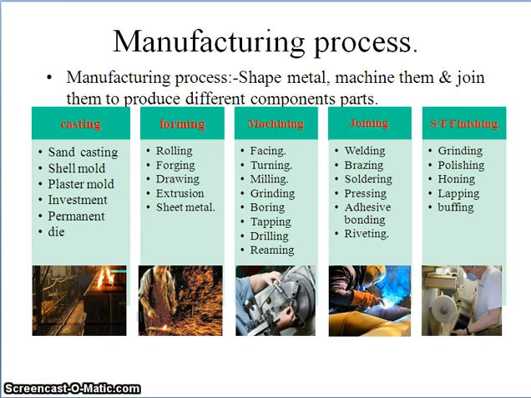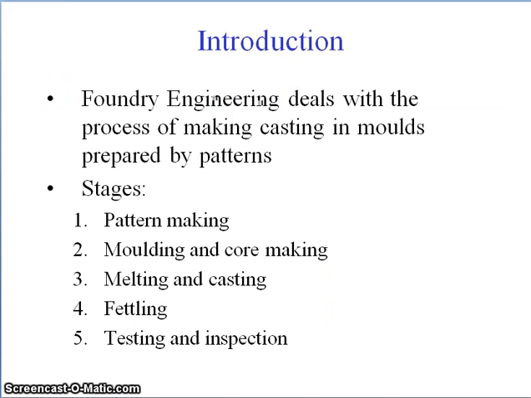In this slide, we have seen the categorization of the manufacturing process. Now, we'll see the introduction to the foundry. Foundry engineering deals with the process of making the casting in a mold prepared by the pattern. The different stages of manufacturing the casting are as such: pattern making, mold and core making, melting and casting, then fettling, and the last one is testing and inspection, followed by painting, heat treatment and dispatch.